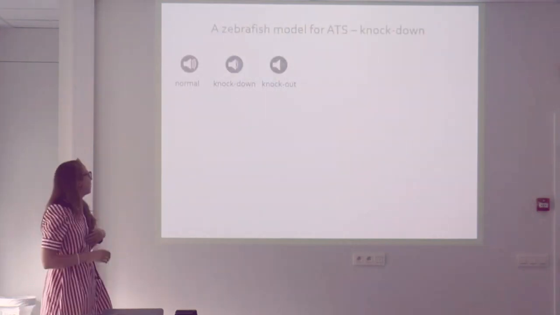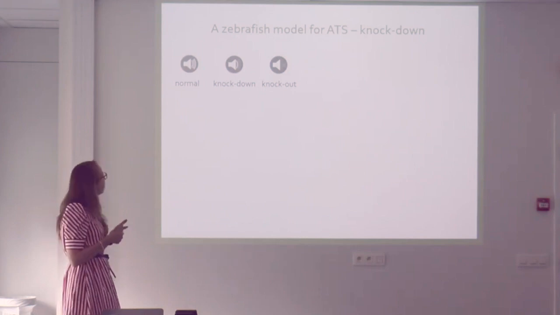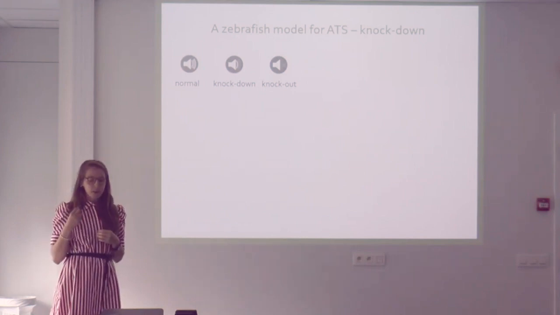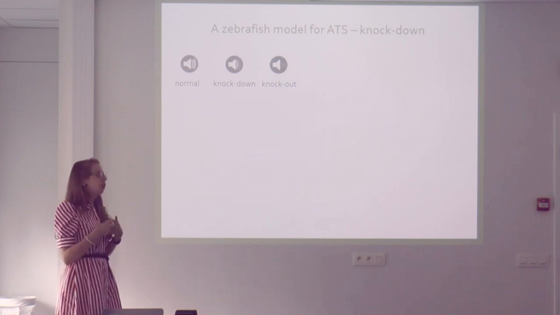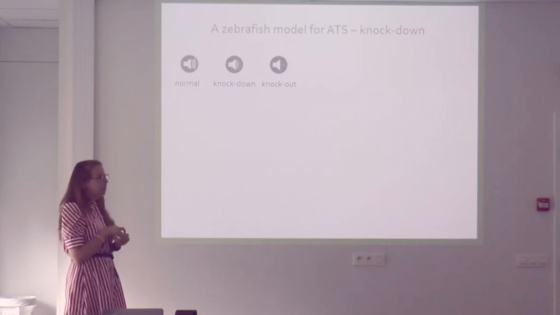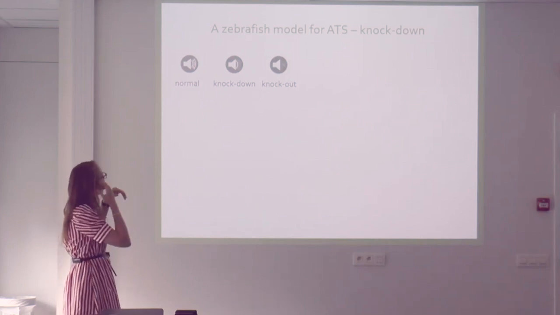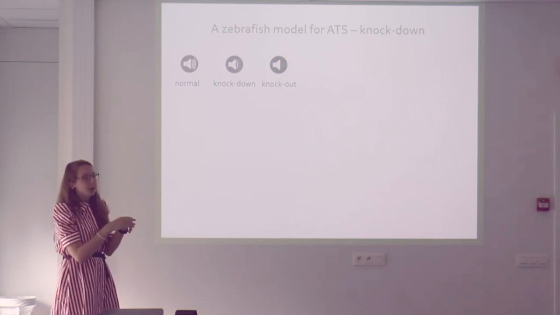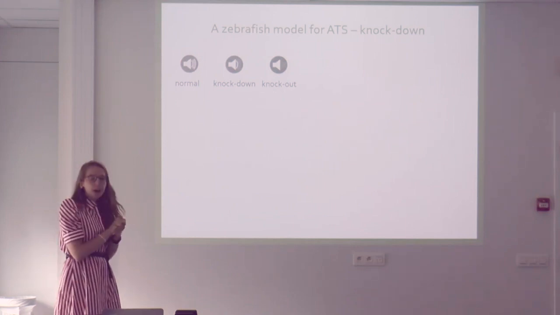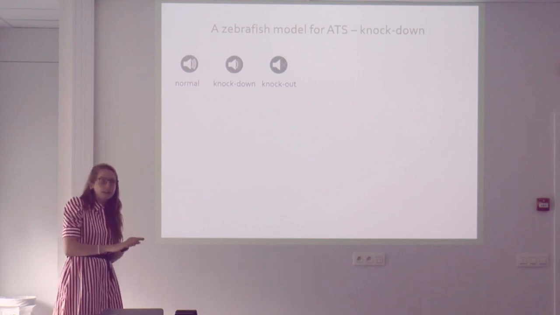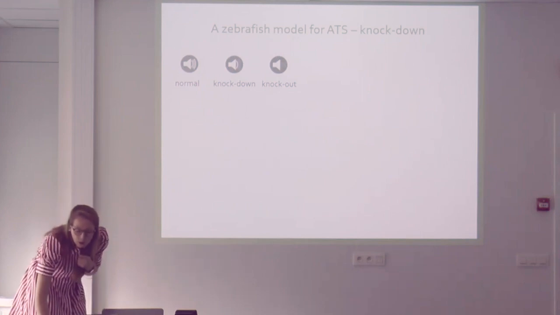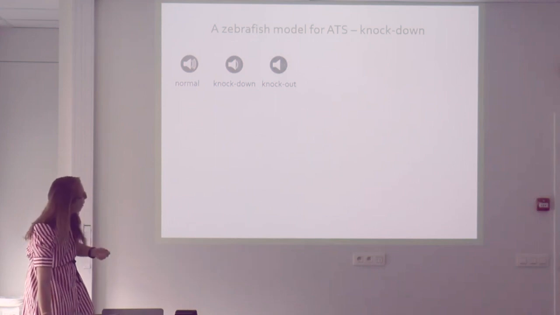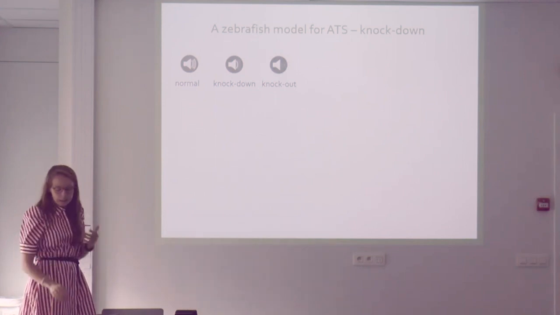So all these advantages have led us to making zebrafish models. In our lab, we have made 2 models for now, and we call these knockdown or knockout models. So the difference is you can see it as a speaker or as a sound system. When you hear normal music, it's loud. When you do a knockdown, you just turn the volume down. So the gene is still doing its work, but much less significant. When you make a knockout, you just destroy the gene completely.